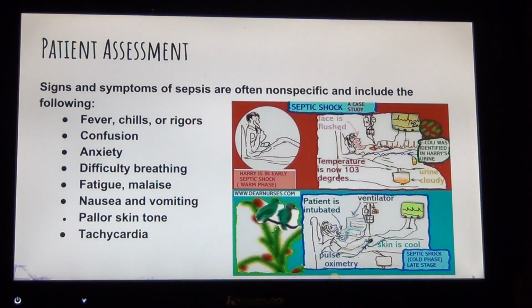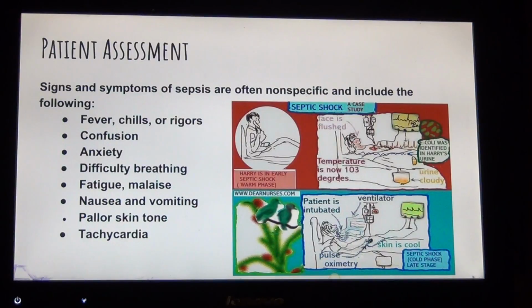Patient assessment. Signs and symptoms of sepsis are often nonspecific and include the following: fever, chills or rigors, confusion, anxiety, difficulty breathing, fatigue, malaise, nausea and vomiting, pallor skin tone, and tachycardia.